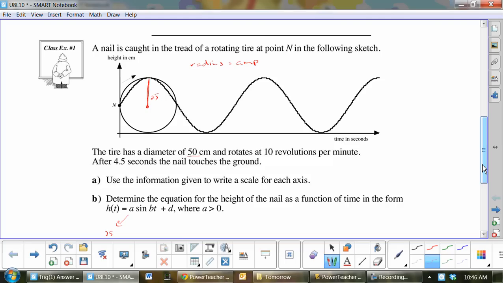Okay, distance between the peaks is how much? 50 times pi. Okay, how are you getting 50 times pi? Okay, so you're saying this. Now, the thing is, though, our period is on the bottom, right? So this is height, this is time. So I need to know not the circumference of the circle, but I need to know how long it takes. A period is always used in time. Okay? Does that make sense?